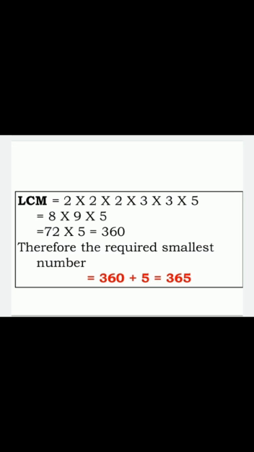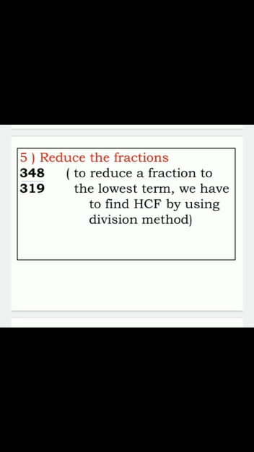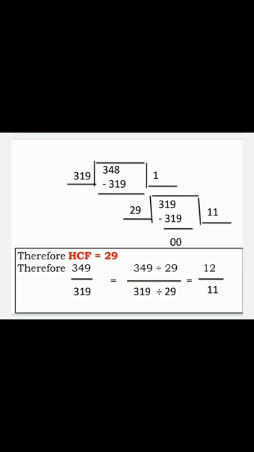The fifth question. Reduce the fraction. The first one is 348 upon 319. Now to reduce a fraction to the lowest term, we have to find the HCF by using the division method. That is, you have to divide the bigger number by the smaller number.